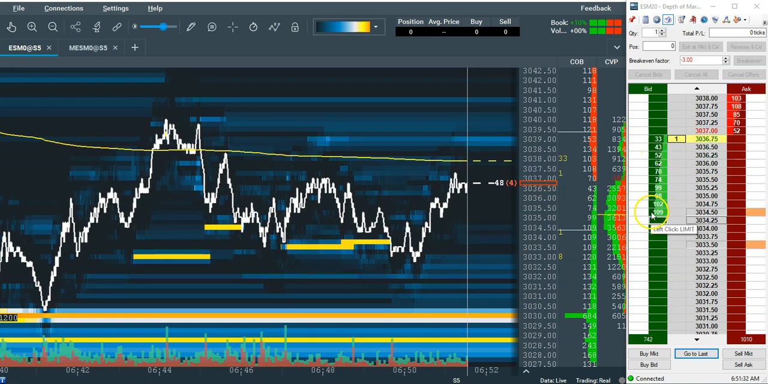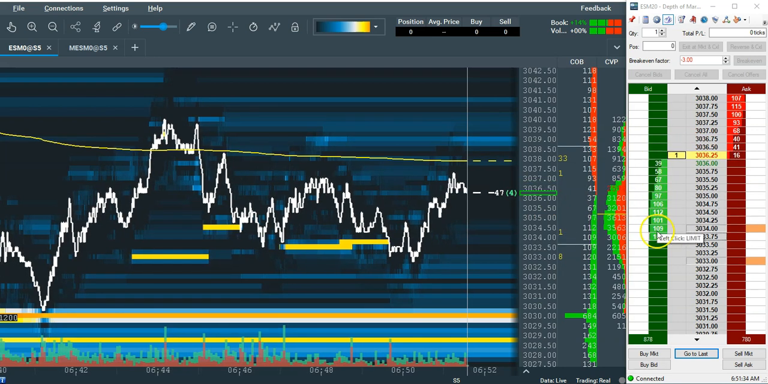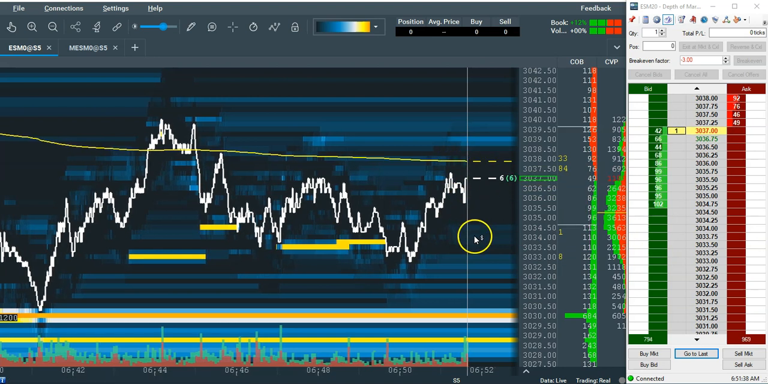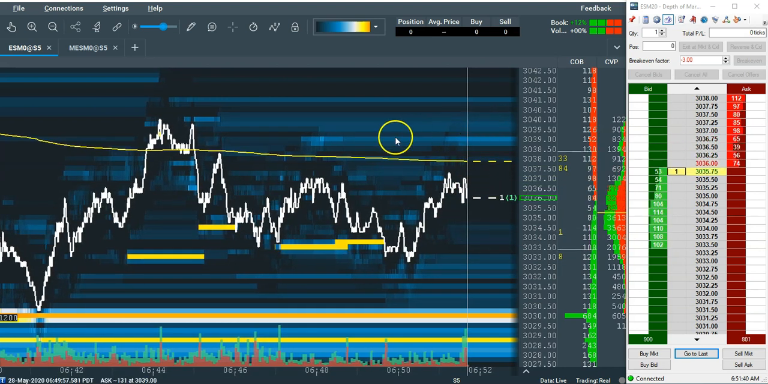We could see it here. Look at that. They're 100, 110, things like that, 109. And look at that. Comes down and bounces back up.